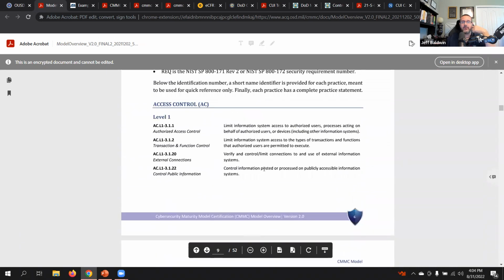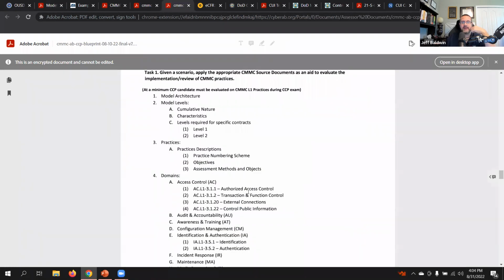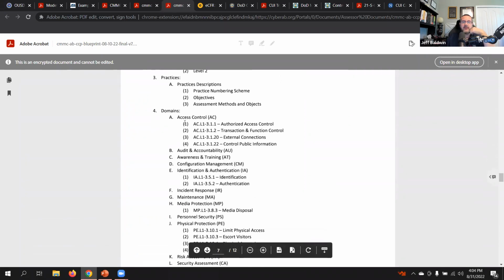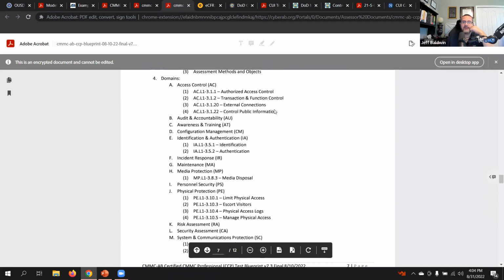So for CCP, we have a focus on the Level 1s. There will be a spot late in this domain where it kind of hits on it. Yep, right here. So that's very up next, right? So there's 17 of them. There's 4 in the AC domain. There's none in AU, none in AT, none in CM. IA has these 2 here.